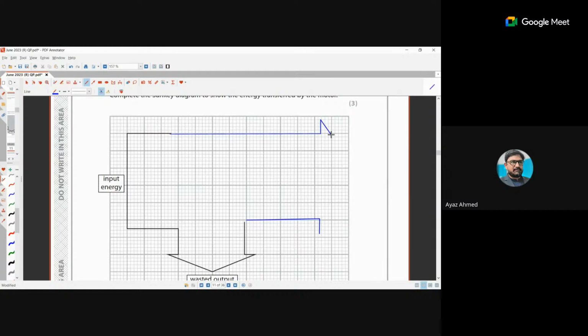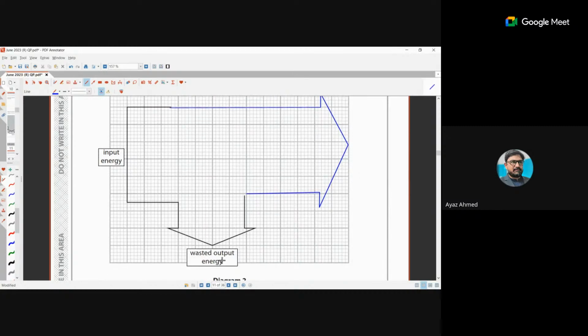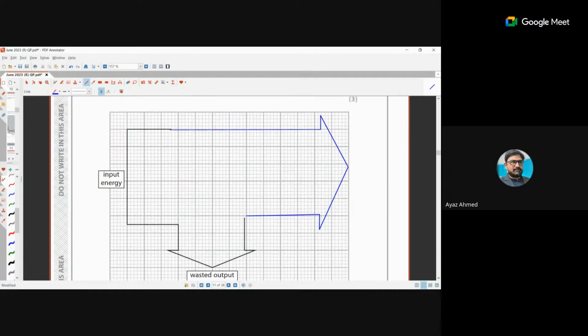Okay, this is the arrow. The reason behind that is that this is the waste output. Sorry, I have to rearrange that. This is the waste output, so that has the larger energy, it should be the greater one, and the amount of useful output is small. So this is the useful output, and we have to make a shorter arrow here.